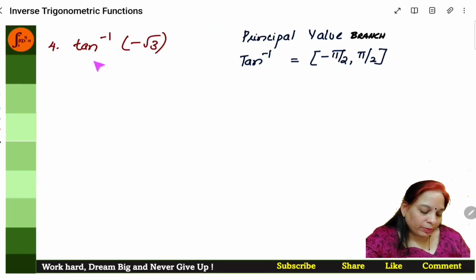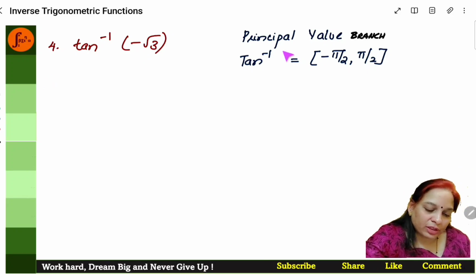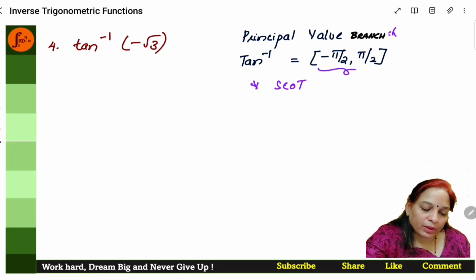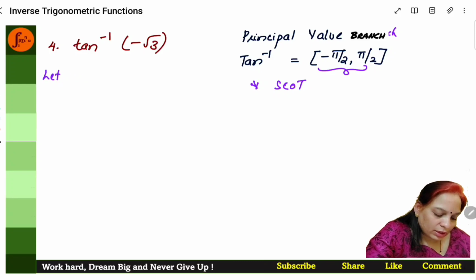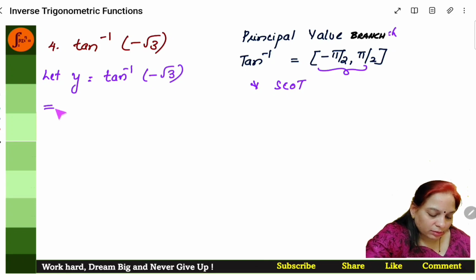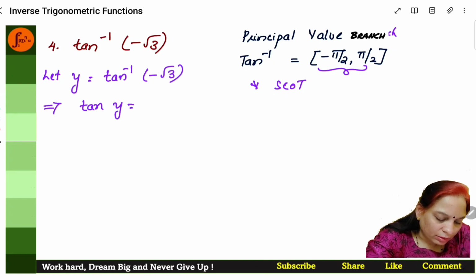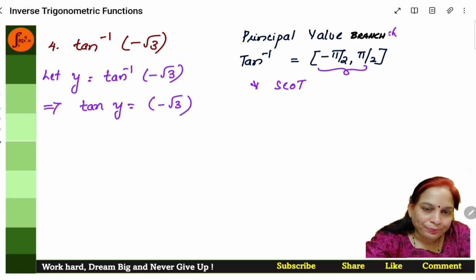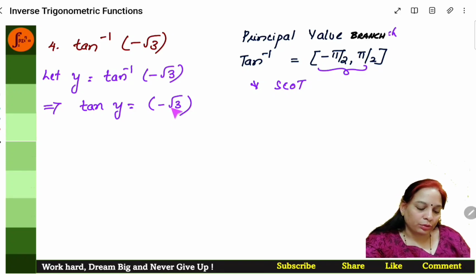Let's take this particular problem. Tan inverse of minus root 3. Now, first write the principal value branch, right? What is the principal value branch? This falls within the sine group, cot, right? Sine group. So, range is minus pi by 2 to plus pi by 2. So, how do we start? Let y is equal to tan inverse of minus root 3, which implies tan y is equal to minus root 3. Now, in the trigonometric chart, where does this root 3 fall under?